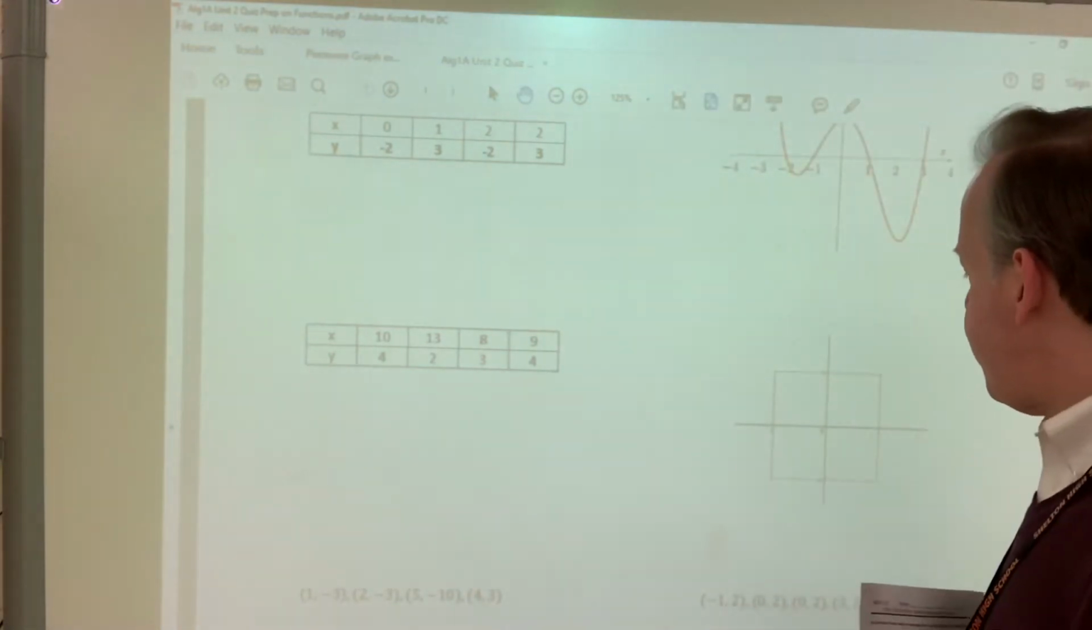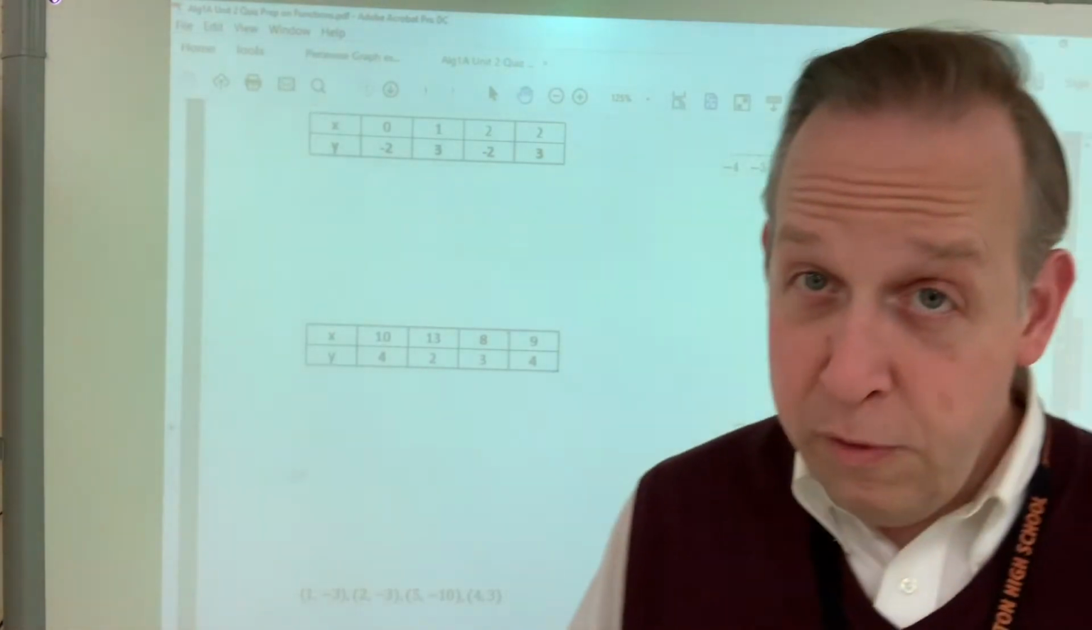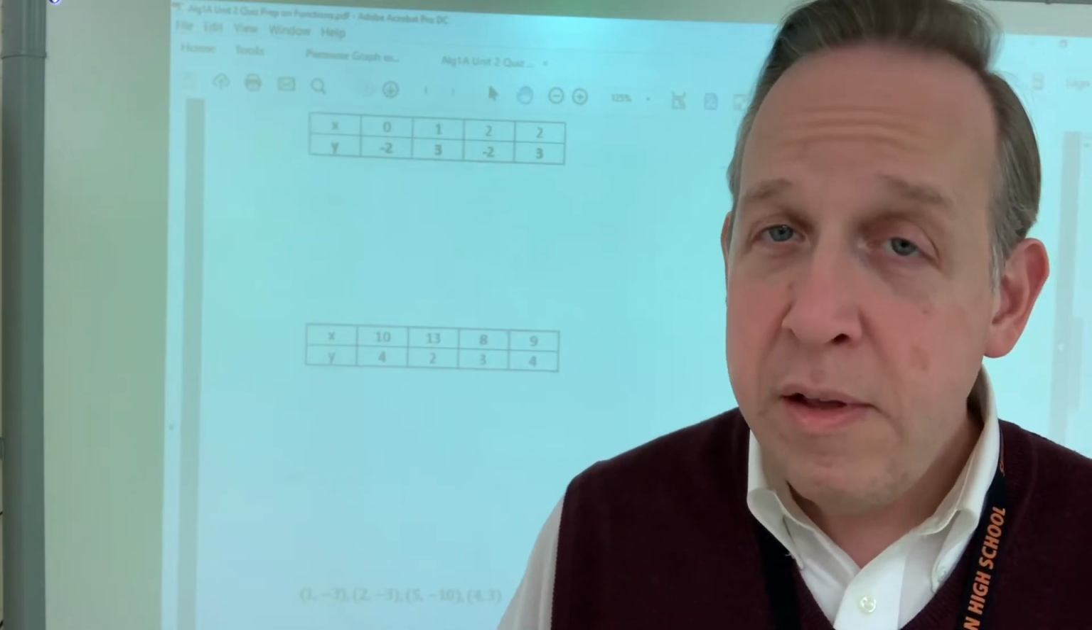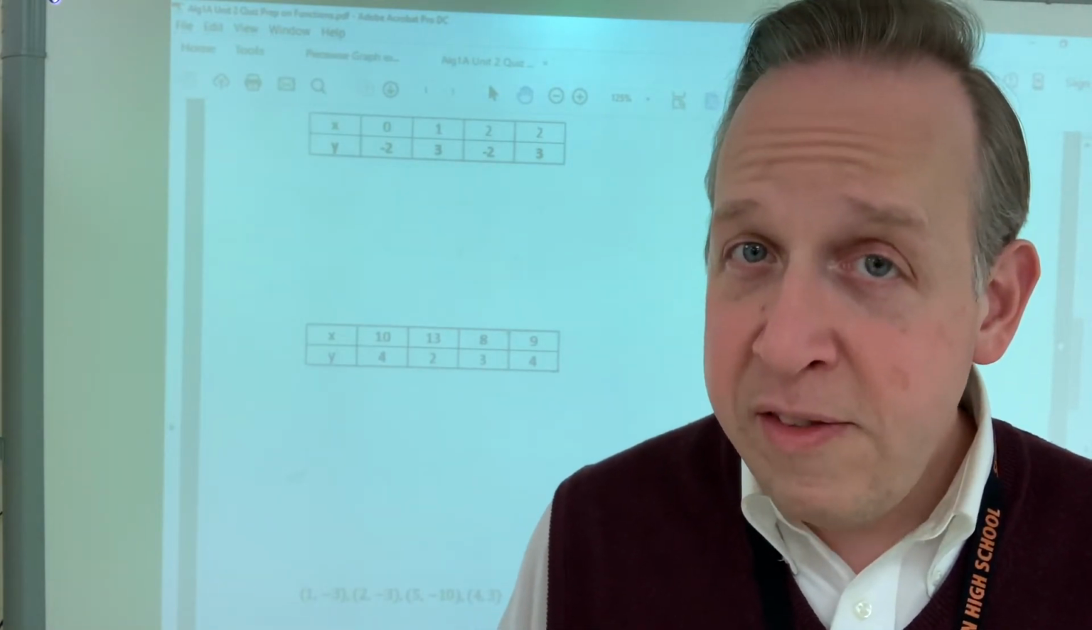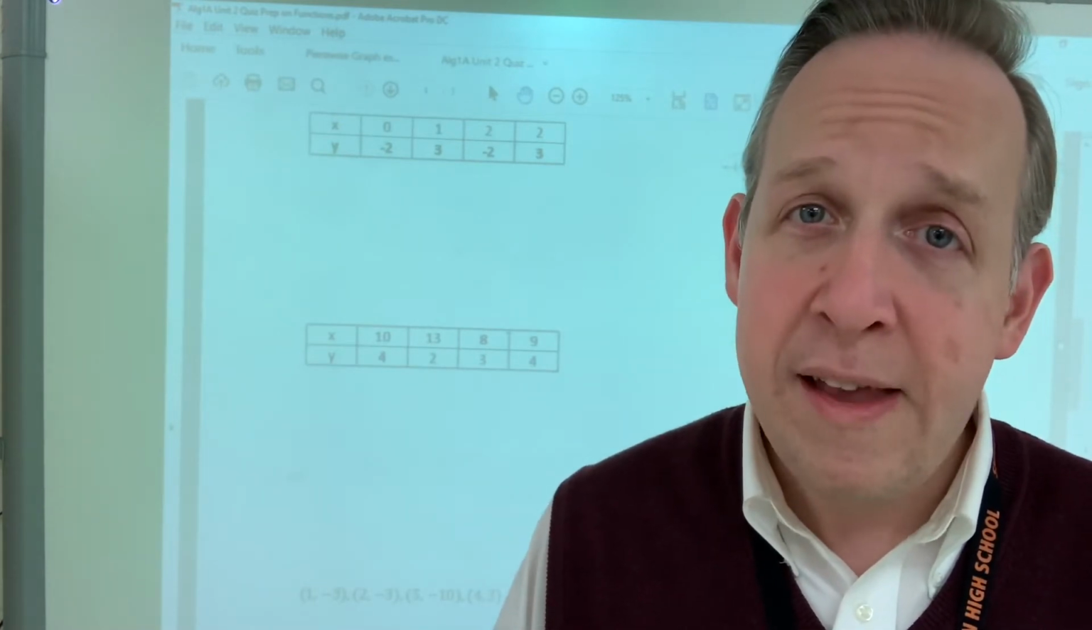This list of coordinates over here is -1, 0, 0, and 3. Now the list included a repeating input. The input of 0 happened twice. But each time it occurred, it has the same output. It's 2 both times. That is a function.